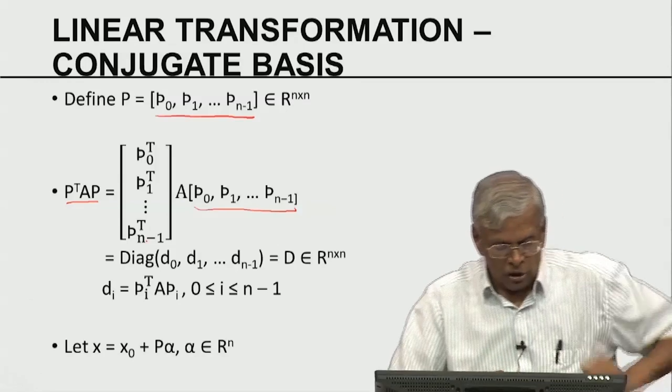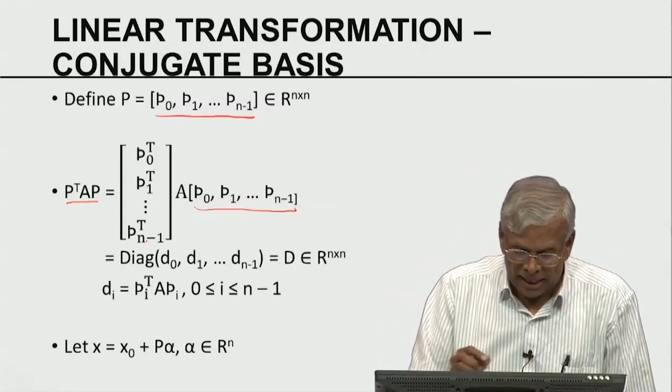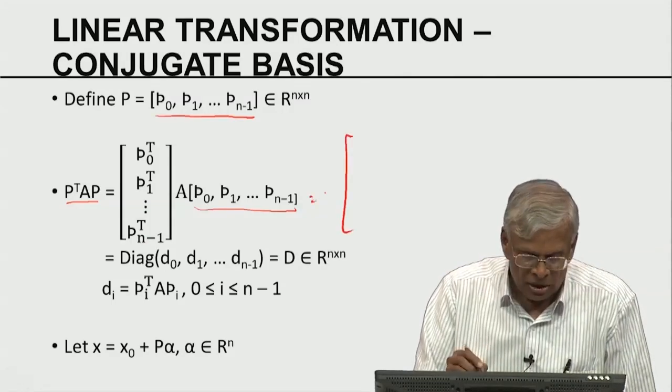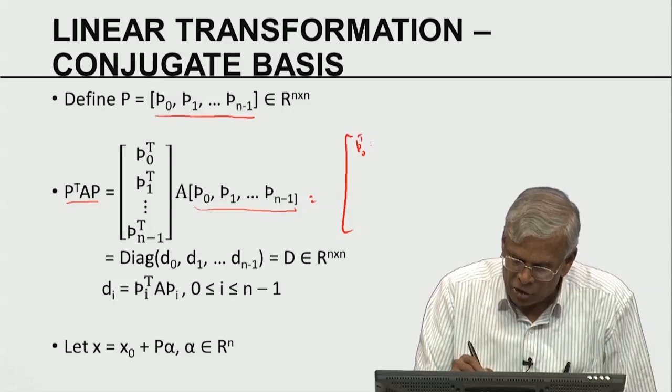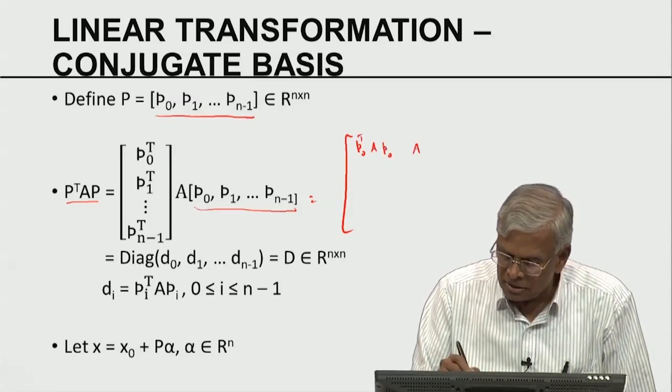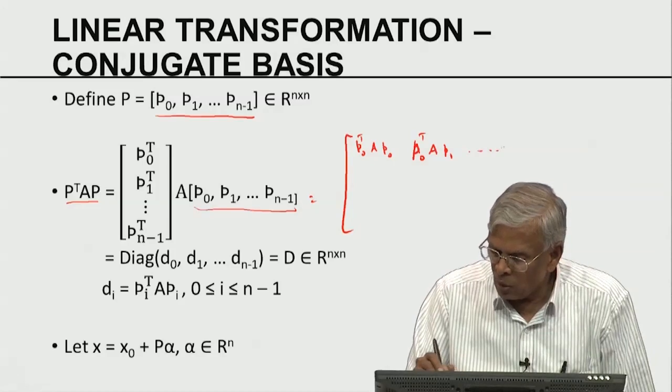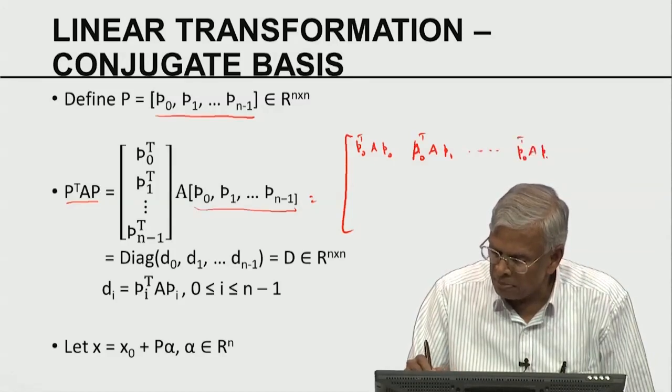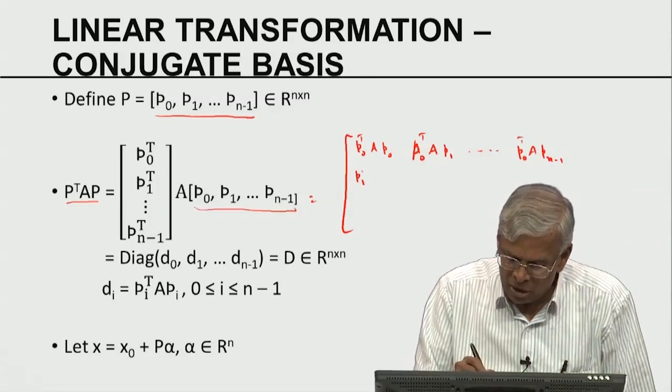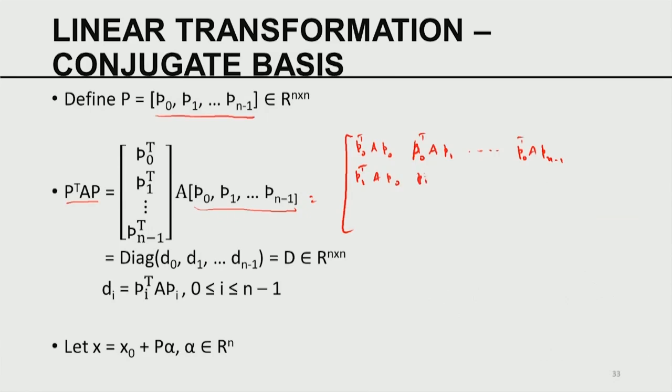If I multiply this, you can essentially see I get a matrix. This is equal to a matrix where the first element is p0 transpose A p0. The second element in here is p0 transpose A p1. Likewise, p0 transpose A p n minus 1. Here it will be p1 transpose A p0, p1 transpose A p1, and so on. If you consider the last row, this is p n minus 1 transpose A p0, p n minus 1 transpose A p1. The last element is p n minus 1 transpose A p n minus 1.